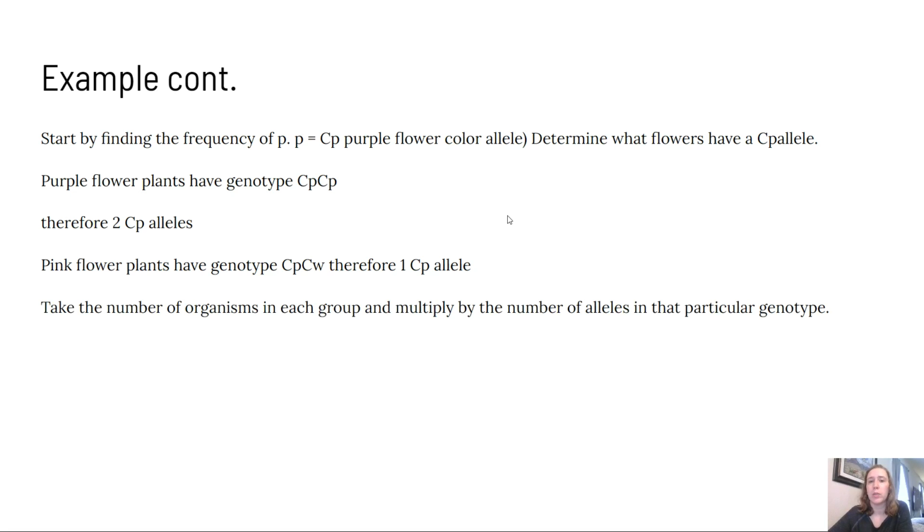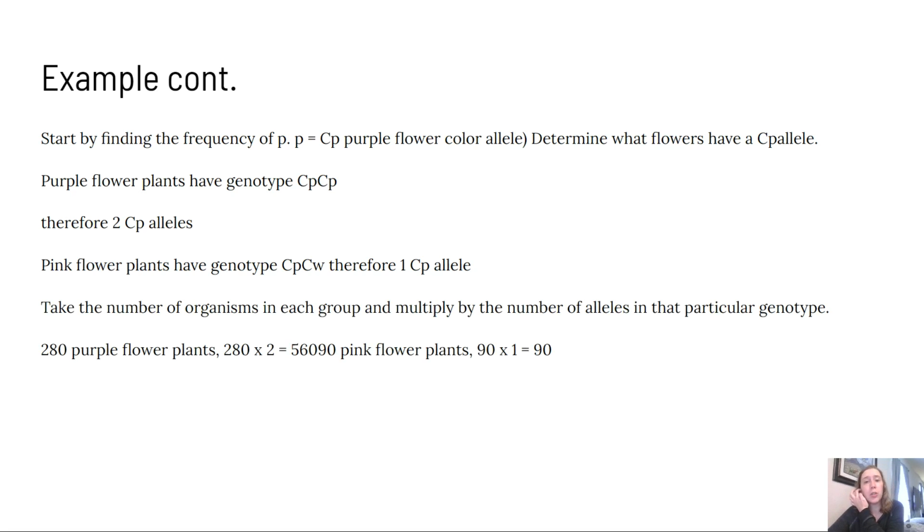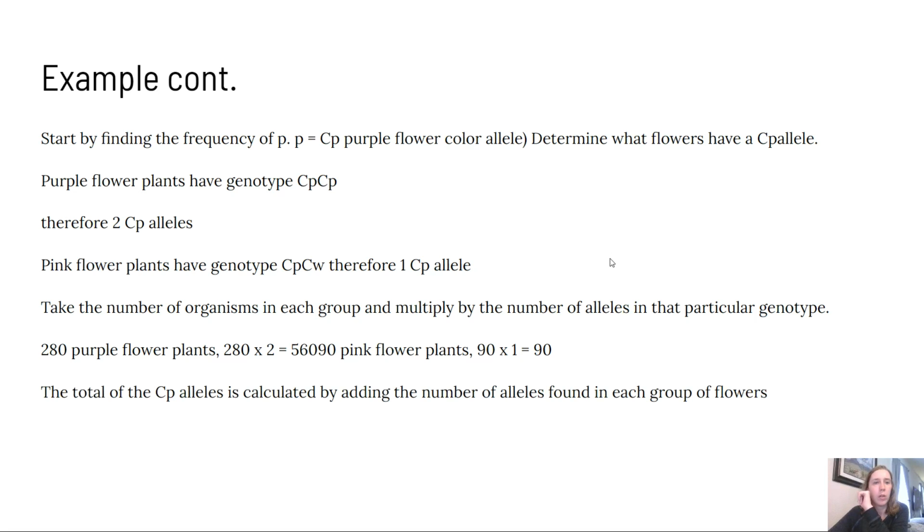Take the number of organisms in each group and multiply by the number of alleles in that particular genotype. So 280 purple flower plants times 2, and then 90 pink flower plants times 1 is going to equal 90. Okay, so the total of the CP alleles is calculated by adding the number of alleles found in each group of flowers. So 560 plus 90 is 650 CP alleles, purple color flower allele in this population.